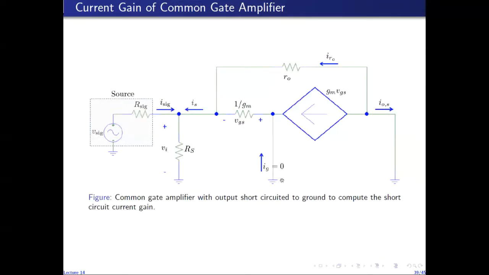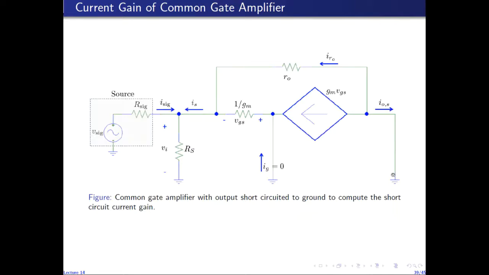The short circuit current gain of the common gate amplifier can be found using this AC equivalent circuit, in which I've replaced the output RL with 0. So I've short circuited the output. In other words, I've replaced RL with 0. Since RD is in parallel with the short circuit, it's ineffective, and I've chosen not to show it.